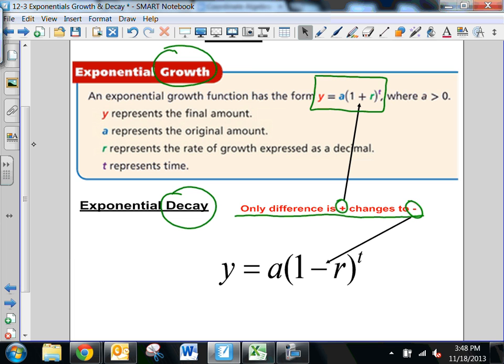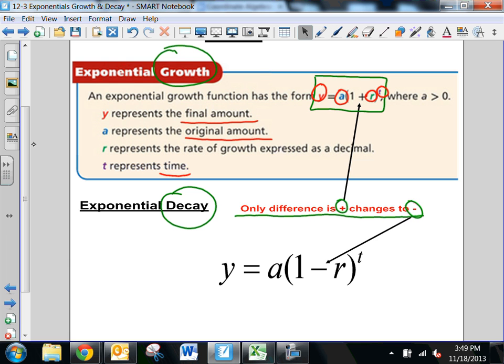What's real important to notice here is that y represents the ending amount, a represents the beginning amount, r is the rate, and t is the time in years. It's like a bank account. If this is the final amount in your bank account, the original amount would be how much you put into the bank account. r would be the interest rate, and t would be the time that you put the money into the account.